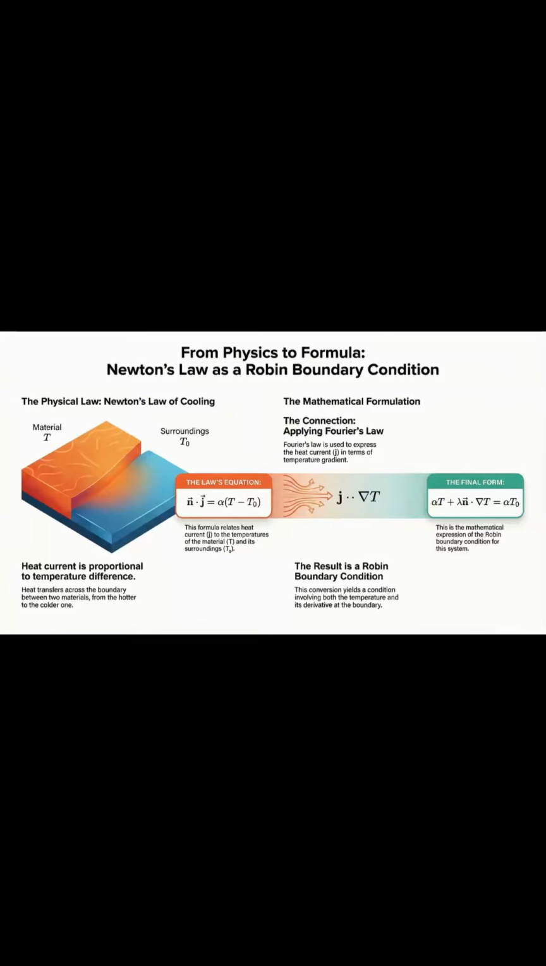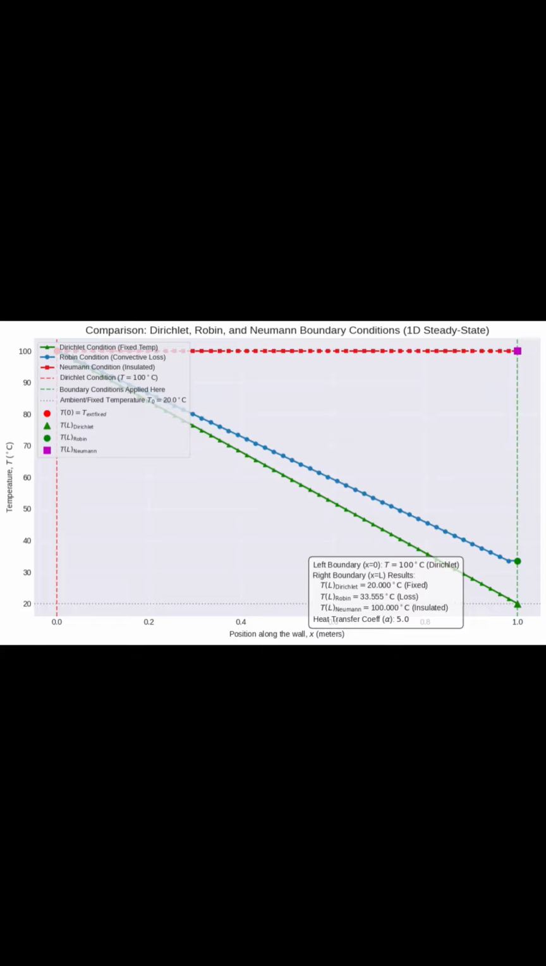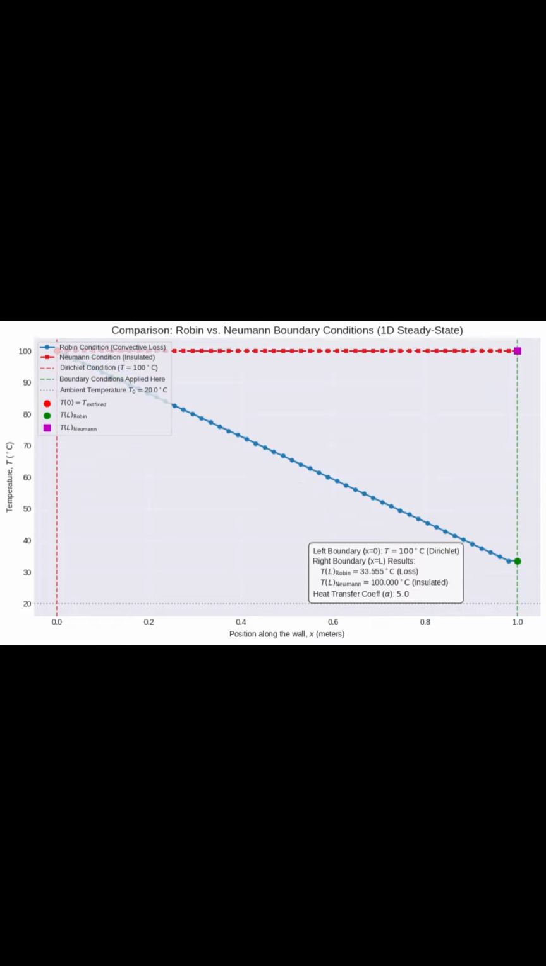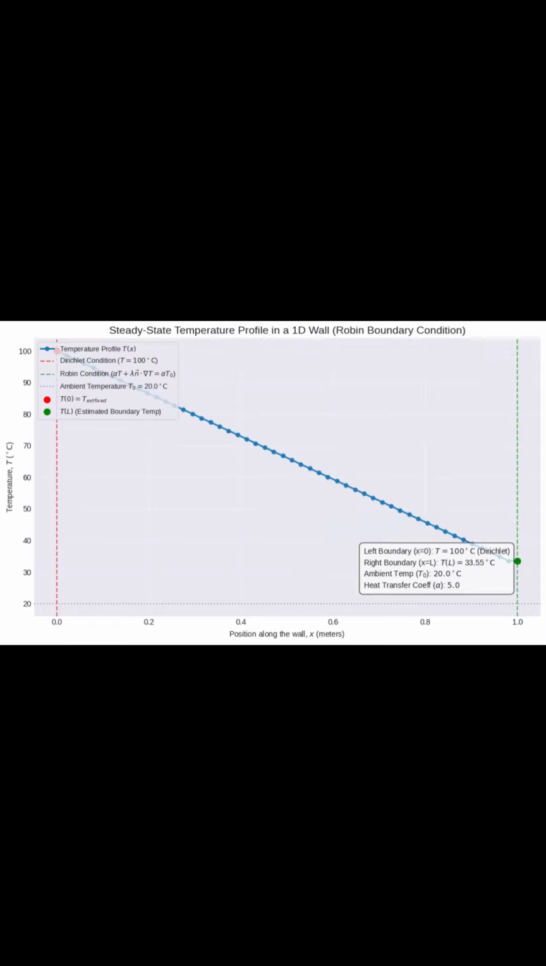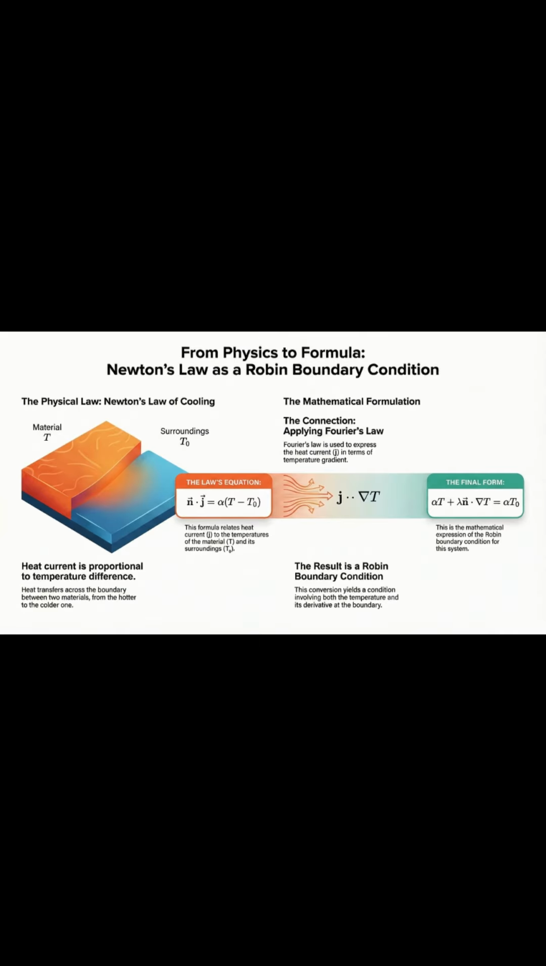This is the brief on thermal boundary conditions in heat transfer. All right, so we're diving into why boundary conditions are such a big deal for figuring out how heat actually moves. We're really going to focus on something called the Robin condition, because it's fantastic for modeling how things cool down in the real world.